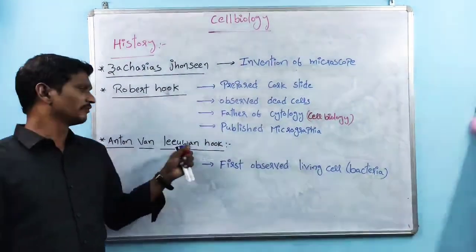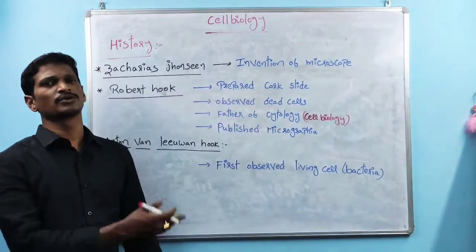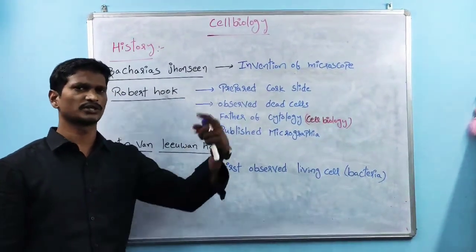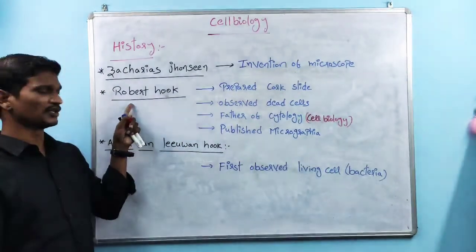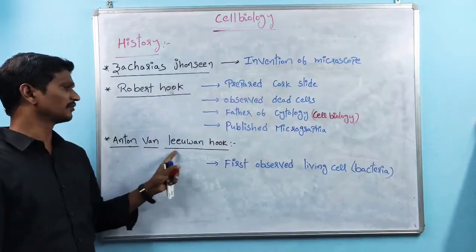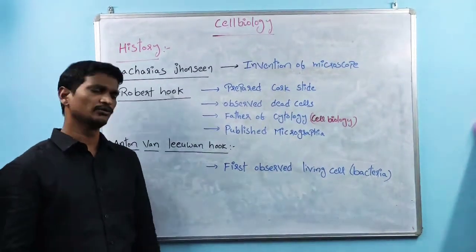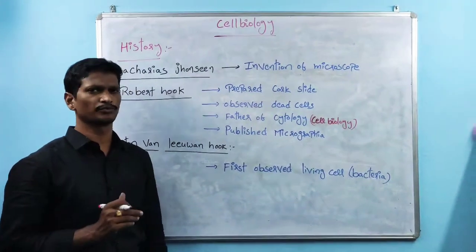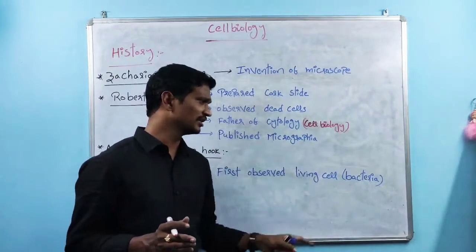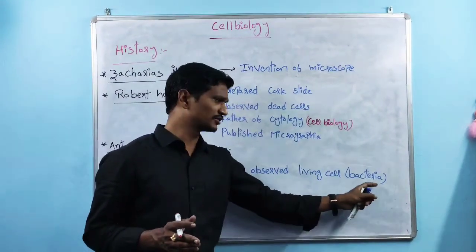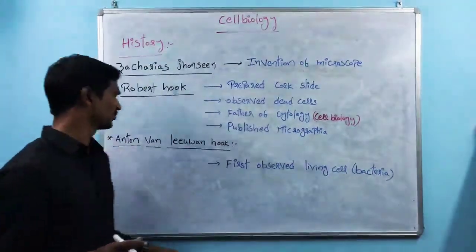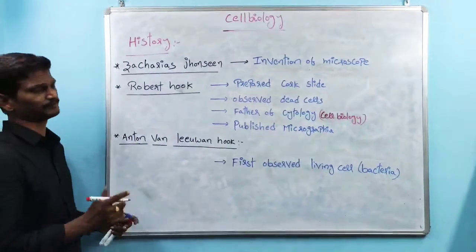And Anton van Leeuwenhoek is also one of the best scientists who first observed the living cell. Who first observed the cell? Robert Hooke. Who first observed the living cell? The living cell was first observed by Anton van Leeuwenhoek. He had his special microscope, right? He first observed the living cell. The first observed living cell was bacteria. That is about some of the scientists.